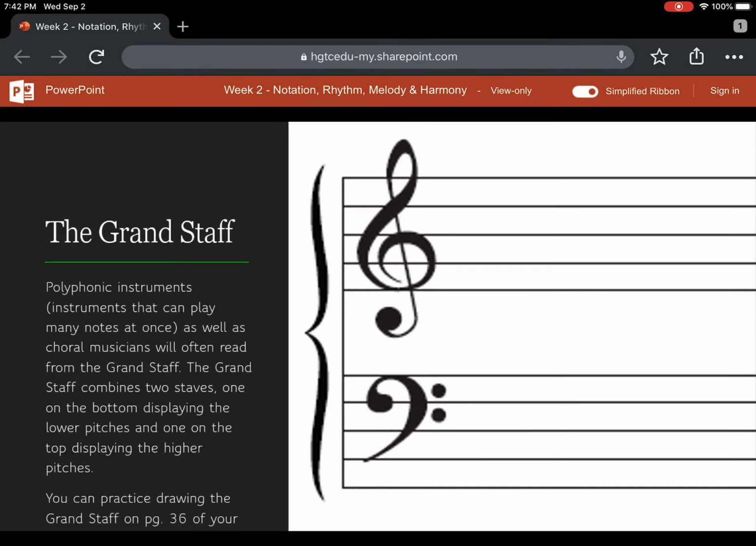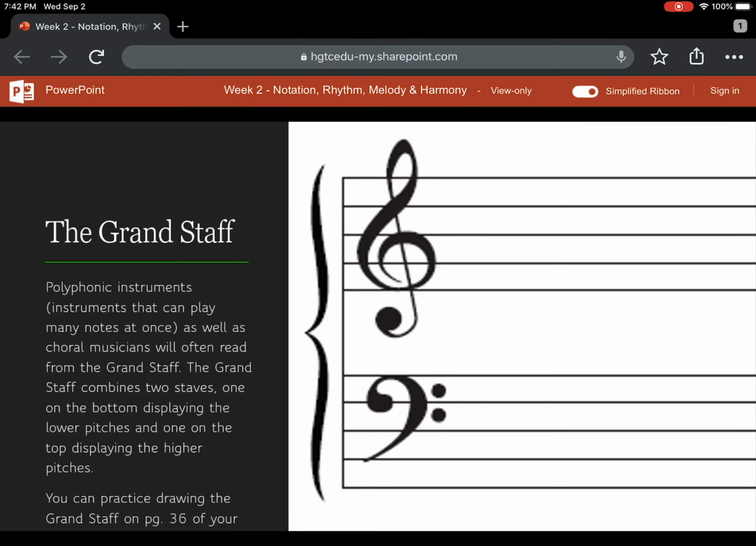Cool. Okay, so the staff on the bottom depicts what your left hand does, the staff on the top depicts what your right hand does. Polyphonic instruments usually play on this, as well as choral musicians often will sing by looking at multiple staves at once. For choral musicians, it's important because it can help me to hear the other people and see what they're doing, and I can see how my note that I'm singing relates to the other notes that they're singing.